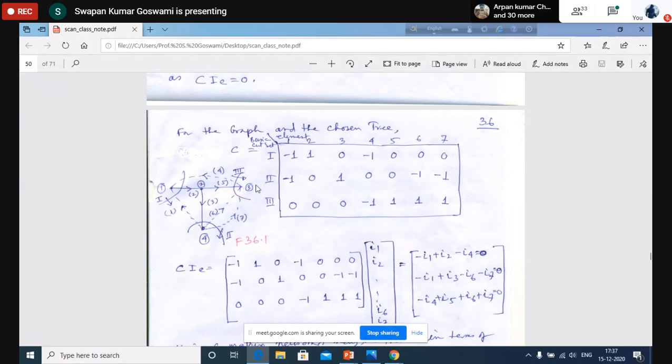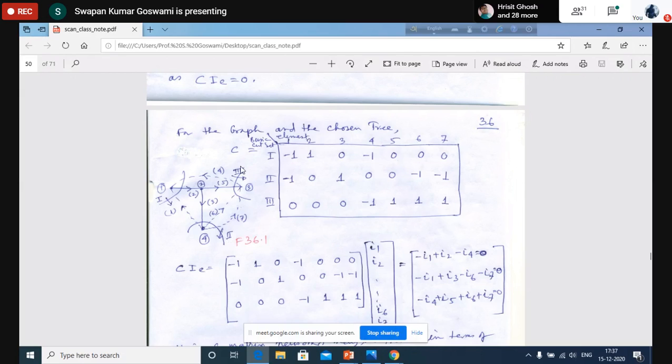Similarly, we have identified another basic cut set, that is the combination of elements 4, 5, 6, and 7. Because if you remove all these elements together from this graph, then in one part you will have node 3 forming a subgraph. In the other part you will have element 2, element 3, and element 1 as the connected subgraph. So these are the three basic cut sets.